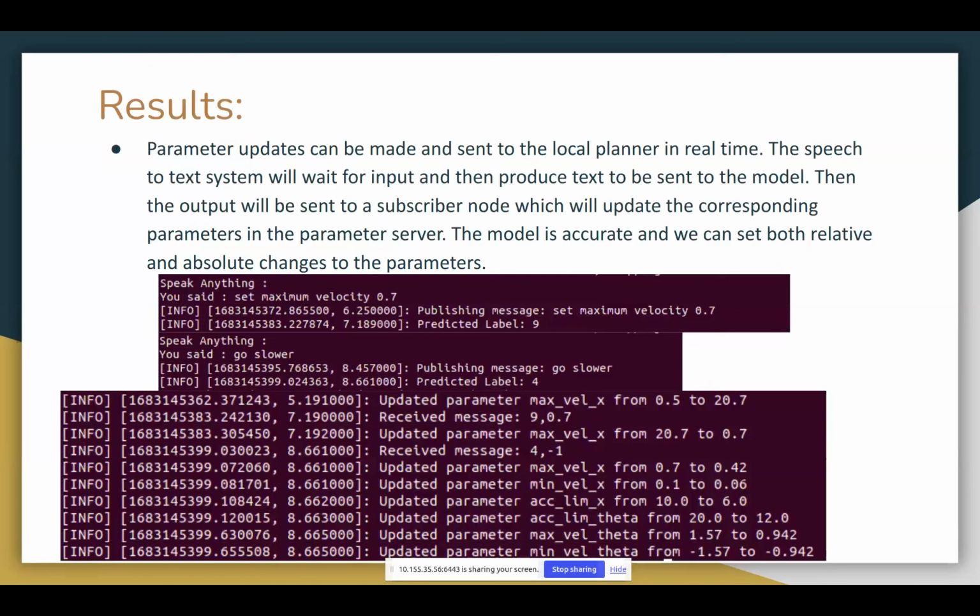So here are some quick results. It can be done all in real time, and it will constantly be waiting for input. As you can see, we showed two different instructions here. We wanted to set the maximum velocity parameter to 0.7, and that was the first command. So it sets it to 0.7, and then you have a relative parameter, like go slower, and that'll update a variety of parameters. You can see there's maximum velocity, minimum velocity, and acceleration limit, and that corresponds to a set of parameters, and it will change them by a percentage. So it'll increase it by 20%, and if you want to do like go way slower or much more slower, it'll be by 40%.